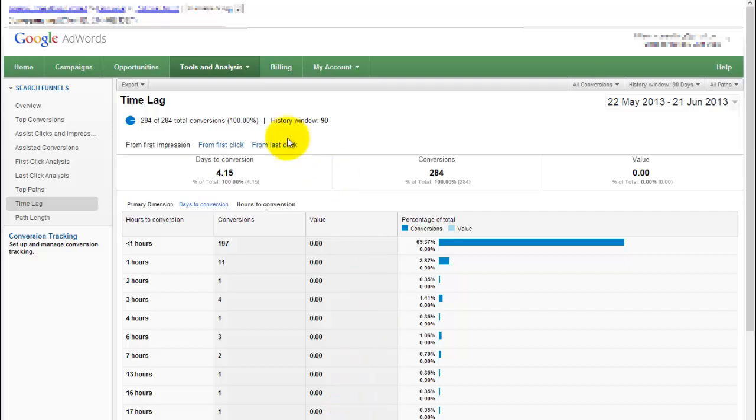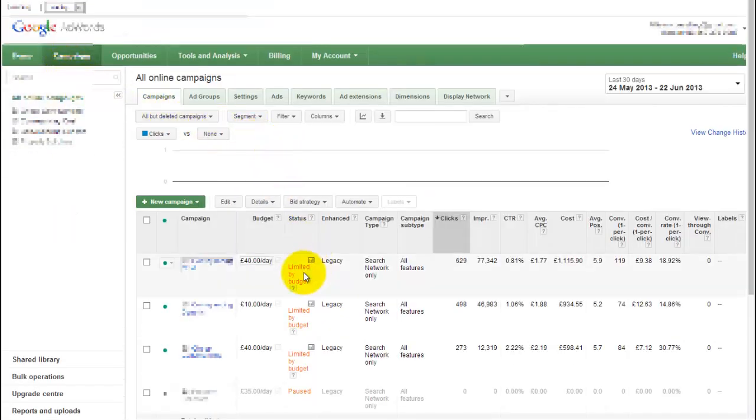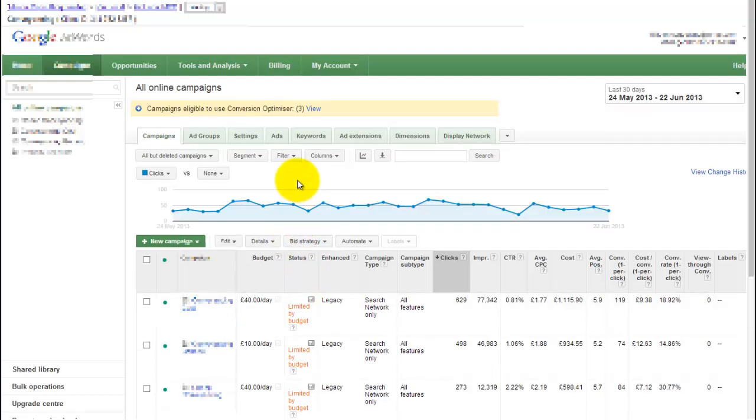So let me just explain what this is. If I go back to campaigns, okay, so we're limited by budget. Now impression share, you should understand what an impression is. That's your ad showing. So impression share is the number of times your ad could have shown versus the number of times that a search query was typed into Google which could have shown your ad. So if there are 1,000 queries that match your keywords per day and your ad's shown 100 times, then that's 10% impression share.